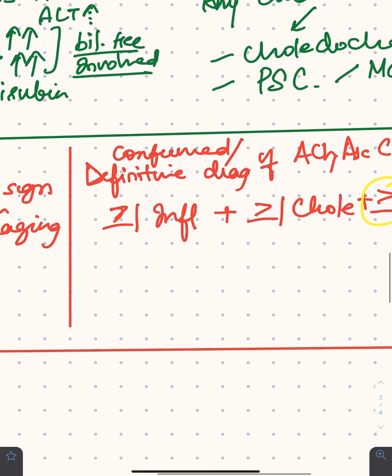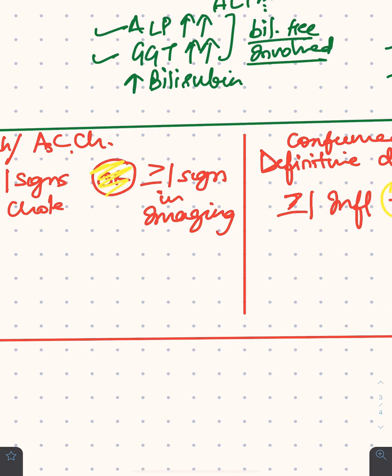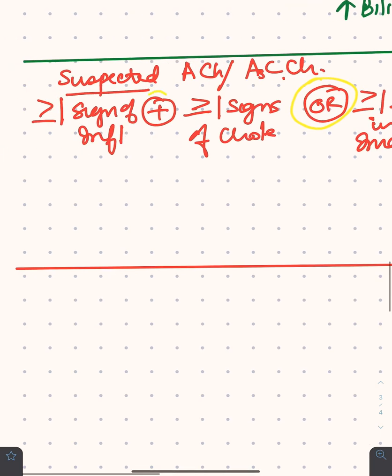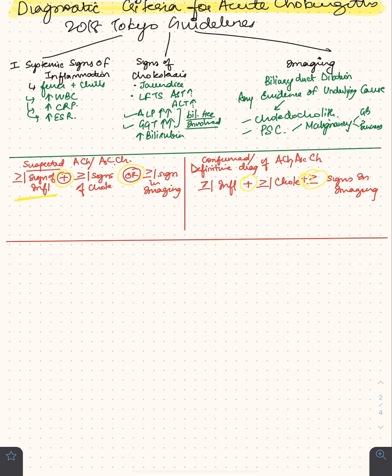Pay attention to the plus here and the or here. So here it's this for sure, and this or this. Here it's this, this, and this. All three need to be present. That is why it's a definitive diagnosis. So this finishes off the diagnostic criteria, but you still need to know a little more about the complication.